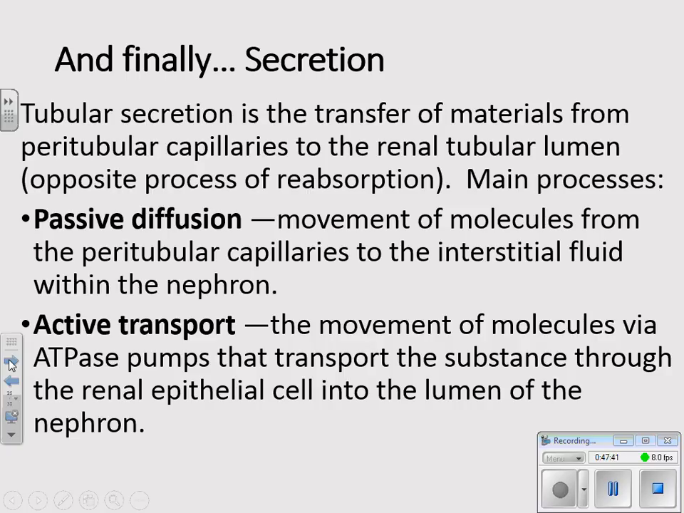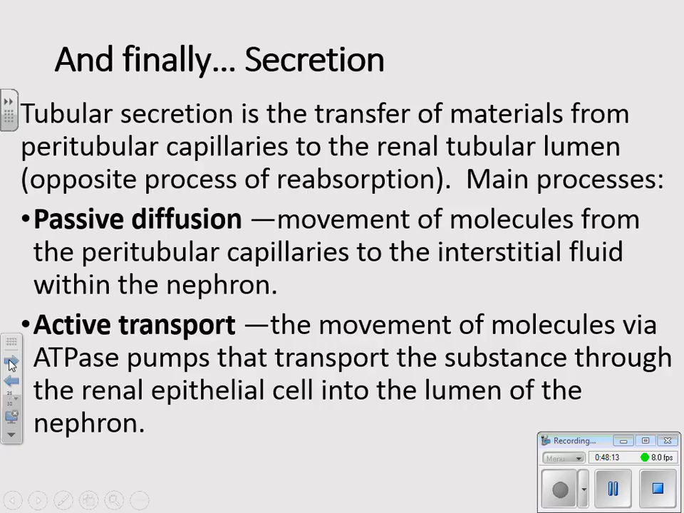And just to finish the story here, urine composition is going to be affected by this process of secretion. A lot of secretion is active transport, but we've got two processes going on here. This is secretion from the capillaries. The capillaries are actually making an effort to get rid of stuff that we really don't need. So it's a secretion from the peritubular capillaries to the renal tubular lumen, I've put there.